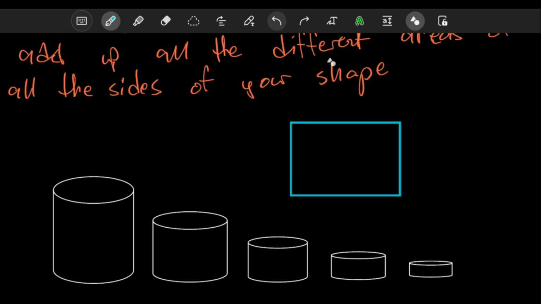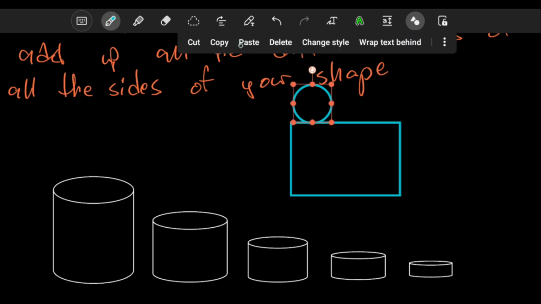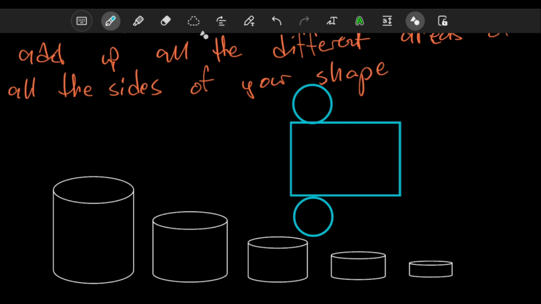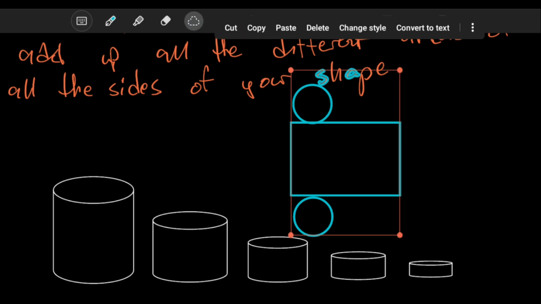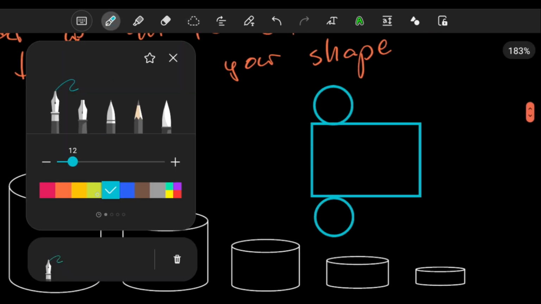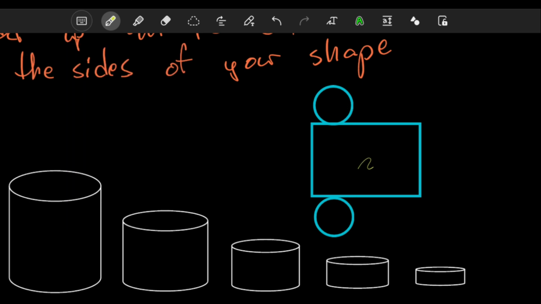Oh, that's too tiny, Brody. Come on now, make it a bit bigger. Make the circle bigger. And then you also have a circle at the bottom as well. So let's just copy this one here. There we go. So with this kind of setup, if you had to work out the surface area of this shape, you would need to consider each individual shape first and then add up all those areas.